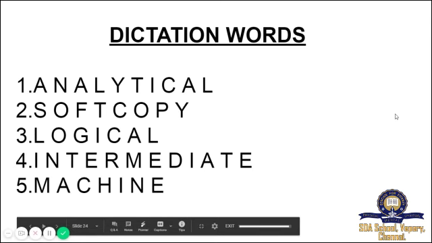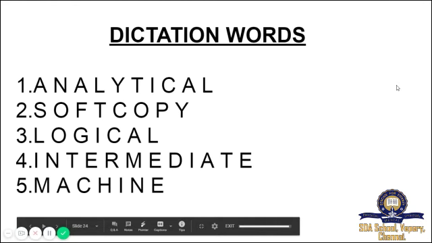The first word is analytical. Analytical, A N A L Y T I C A L. Next, soft copy, S O F T C O P Y. Logical, L O G I C A L. Then intermediate. Inter, I N T E R.